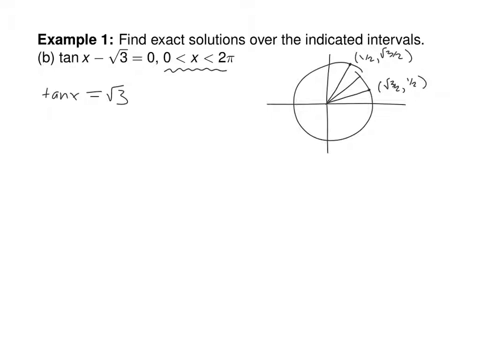So when you find tangent, you take sine divided by cosine, or the y divided by the x, right? Which of those will give you the tangent being root 3, the first one or the second one? The second one. Does that make sense? The first one, you're going to get 1 divided by root 3, which is not the same thing. So x is equal to pi thirds. Is that the only angle between 0 and 2 pi that does this? No, there's another one in this quadrant here, right?